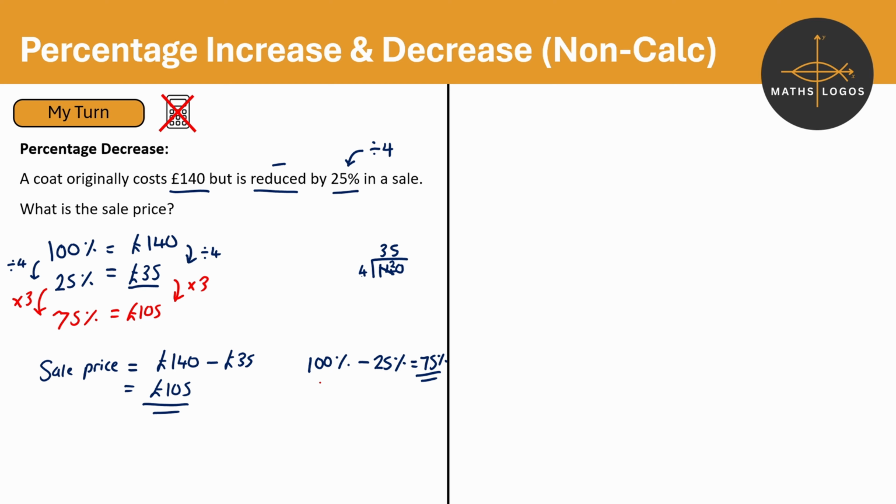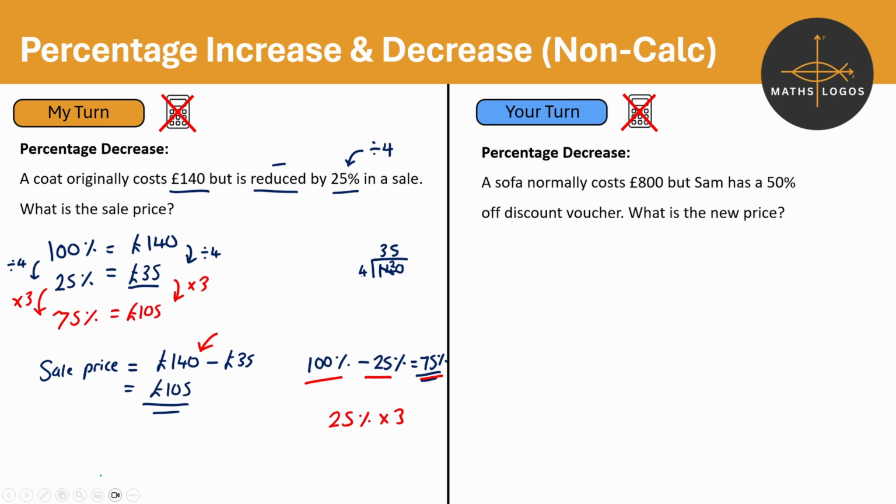Two ways really to do it. Do your 100%, take away your 25%, which is what we did the first time we did it, or work out 75% directly by doing 25% multiplied by 3. Give this question a go, and then we'll look at it together.